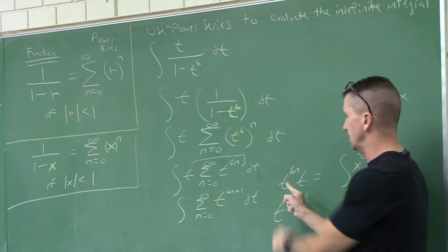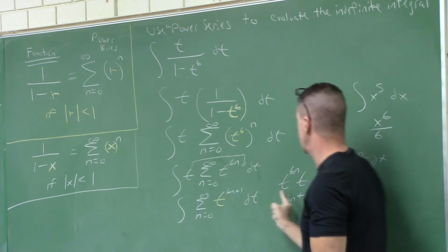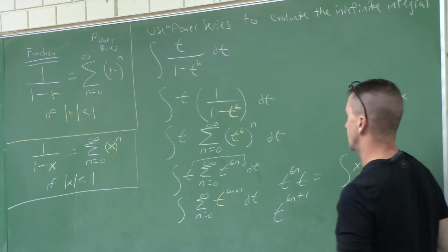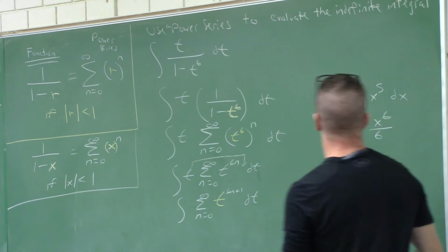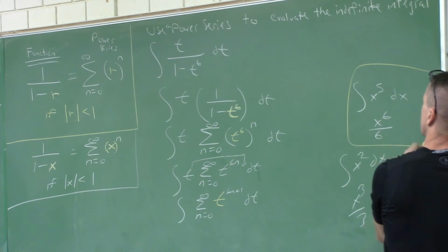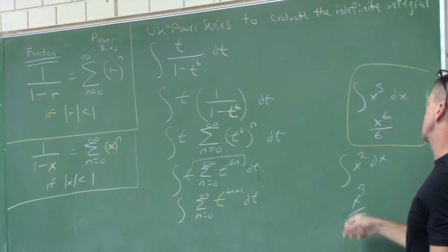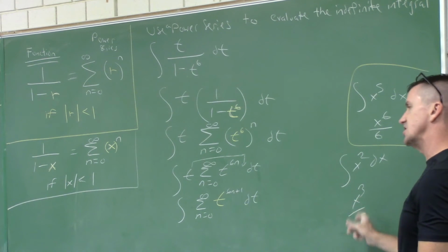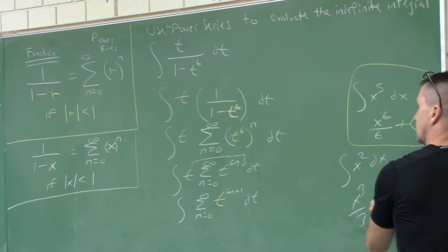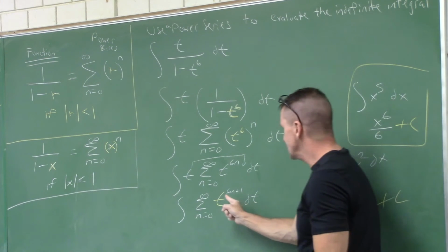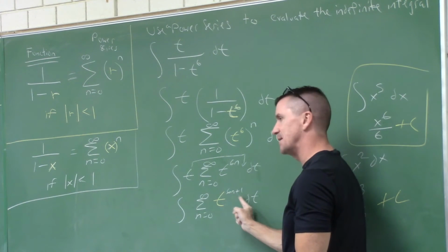And the reason I was able to do that, t to the 6n times a t becomes t to the 6n plus 1. Now, again, what's the integral of x to the 5th? x^6 over 6. What's the integral of x squared? x cubed over 3, plus C, right? So what's the integral of t to the 6n plus 1?